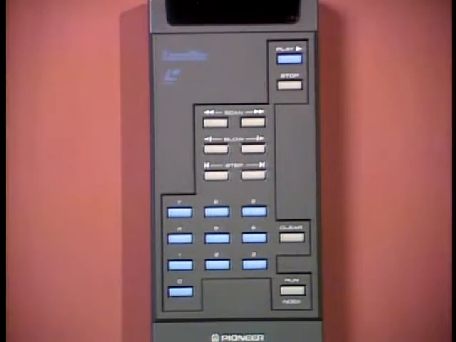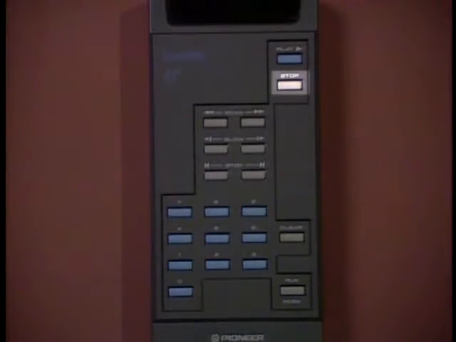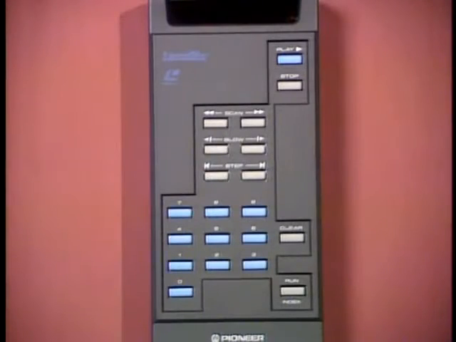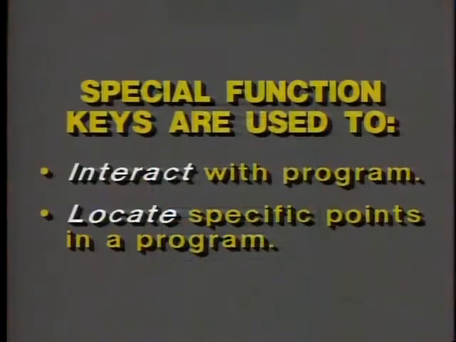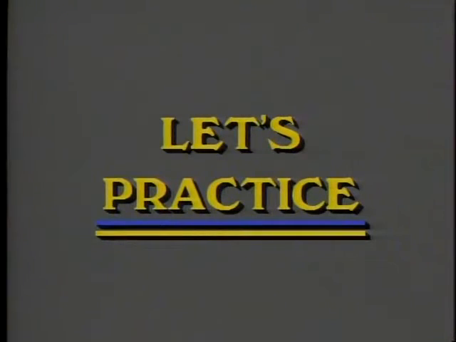The gray keys are special function keys and include stop, clear, run index, scan, forward and reverse, slow, forward and reverse, and step, forward and reverse keys. The blue play key, also a special function key, will be addressed later in the program. Special function keys are used to interact with portions of a program or to help viewers locate specific points in a program. During the next portion of this training session, you will be shown typical video disc decision points. Go ahead and interact with the program when instructed to do so.